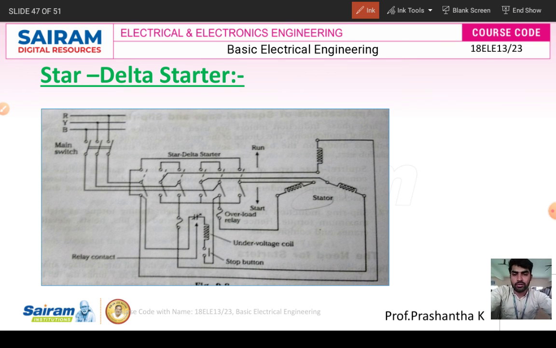That's why we are using the star to delta starter. Even though at present in our home we are using a DOL starter. DOL starter is for direct online starting. If you press the green button, what happens? The motor starts rotating. If you press the red button, what happens? The motor will stop. That is what we usually use at present in our home. But the star to delta starter requires more components. So star to delta, keep it in your mind.